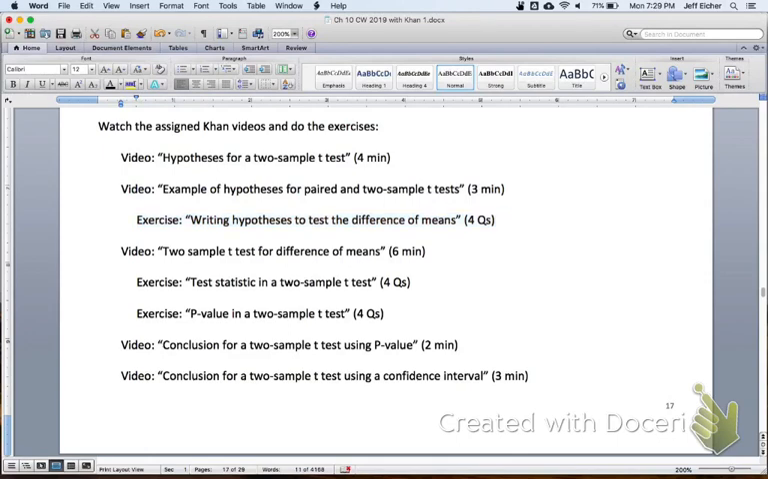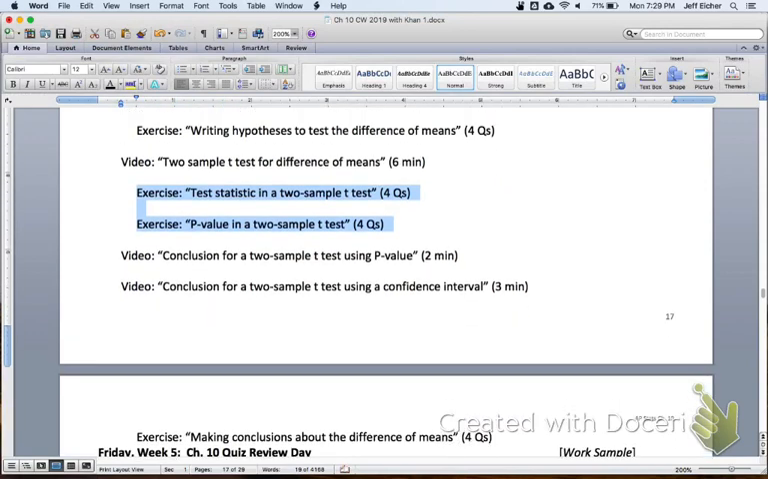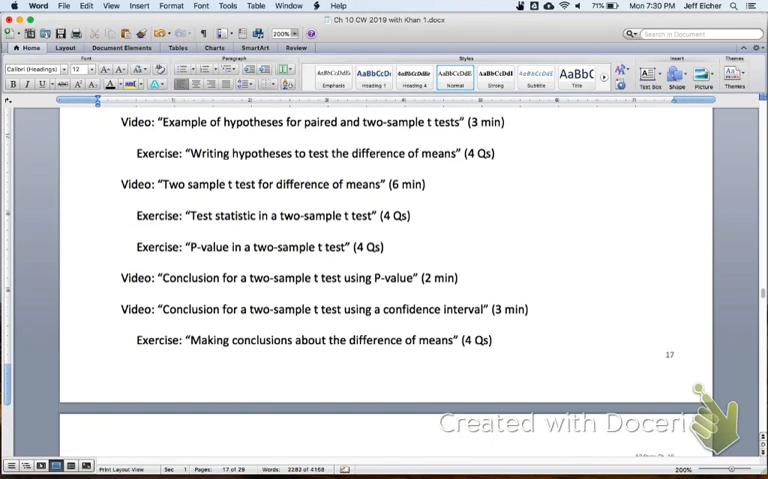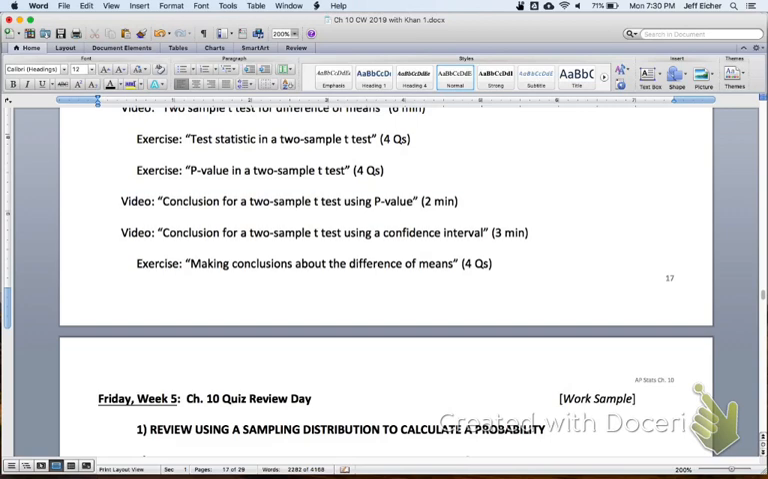And then you have one more video to watch, 6 minutes, and then you'll have 2 exercises, the test statistic and the p-value. With the p-value, you can use table B, or you can use t-CDF, not normal CDF, but t-CDF to calculate the p-value. And the test statistic would be that long formula, but you can definitely use the calculator shortcut in addition to the formula. And then I see one of these exercises got bumped. There we go.